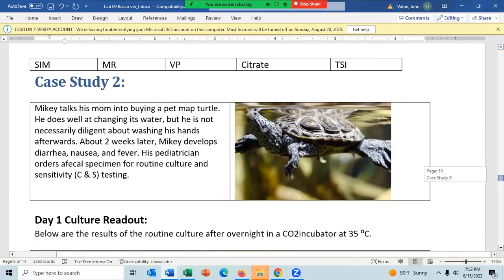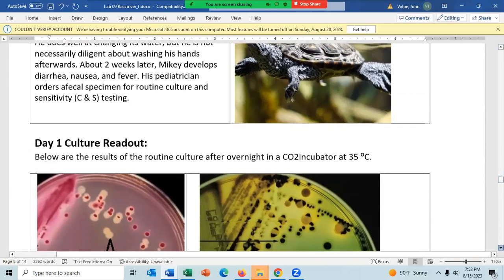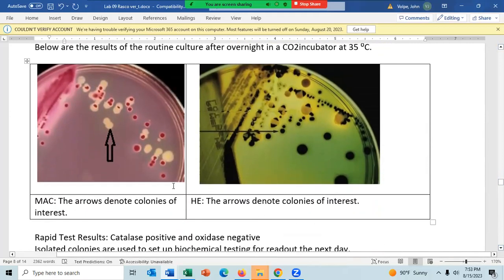For case study 2, Mikey, a little boy, his mother finally bought him a turtle. He's good about taking care of the turtle, but he's not so good about washing his hands. And then he gets sick, and there's some culture growing on the MacConkey plate, and there's the culture growing on the HE plate. Those are bacteria of interest. I think the pointer is pointing at a bacteria of interest, and yeah, it denotes the colonies of interest.